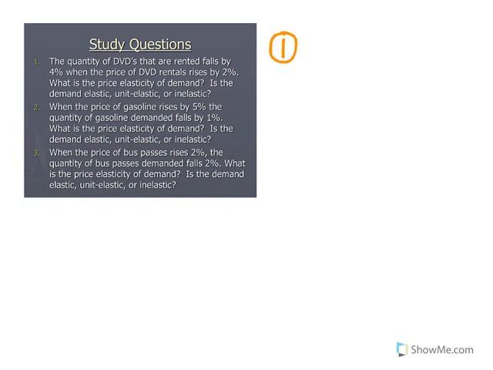So for number 1, it says the quantity of DVDs that are rented falls by 4% when the price of DVD rentals rises by 2%. So we know that we're going to take the percent change in the quantity demanded, so that's going to be a decrease of 4%, divided by the percent change in the price, which is going to be a positive 2%. 4% divided by 2%, in terms of its absolute value, we come up with the value of 2.